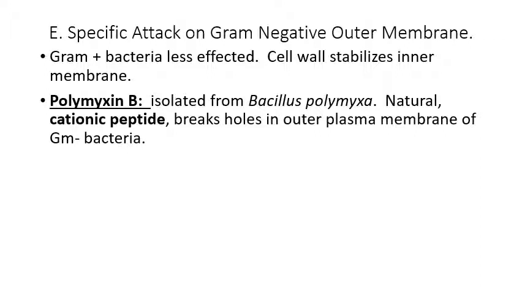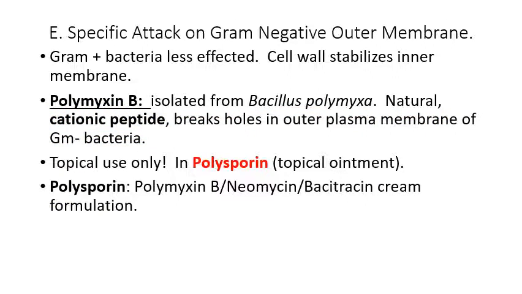Okay, so polymyxin B, originally isolated from Bacillus polymyxa. It's a natural cationic peptide. I mentioned that Bob Hancock at UBC is studying cationic peptides. It breaks holes in the outer plasma membrane of gram-negative bacteria. So it's a narrow spectrum antibiotic in the sense that it only affects gram-negative bacteria. It's toxic, so it tends to be used only as a cream, a topical antibiotic. Topical use only.